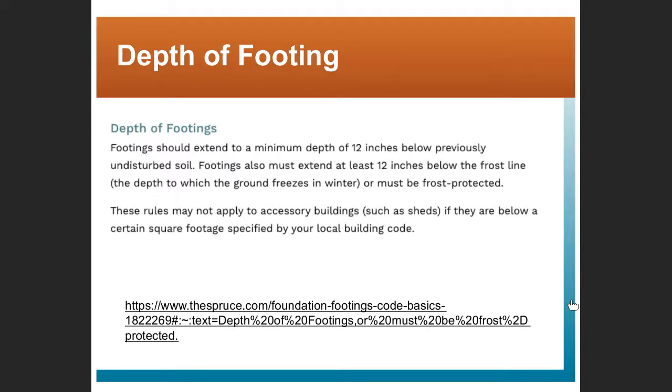We also have to extend our footings at least 12 inches below the frost line, right? Frost line is the depth to which the ground freezes in the winter, right? We want to prevent that foundation from heaving or moving around when the ground freezes.